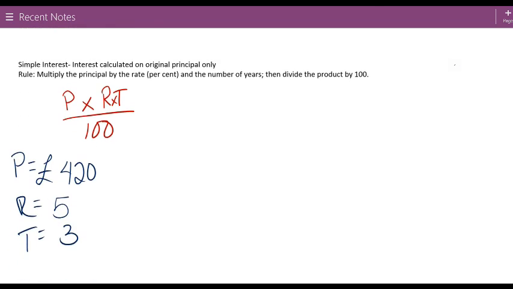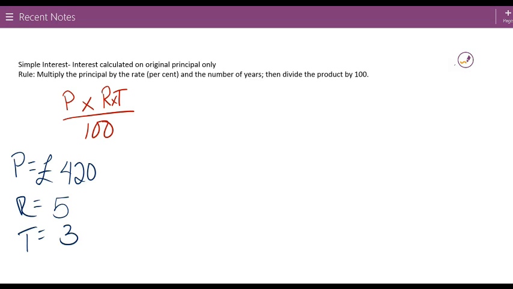Alright, so simple interest is interest calculated on the original principal only. If you're looking for a loan, this is what you should look for, because you're only paying on that initial amount you borrowed. So the rule: you're going to multiply the principal by the rate, which is generally given in percent, by the number of years, and then divide the product by 100. If you're working with simple interest, you're always going to use this kind of formula. So it's principal times rate times time divided by 100.